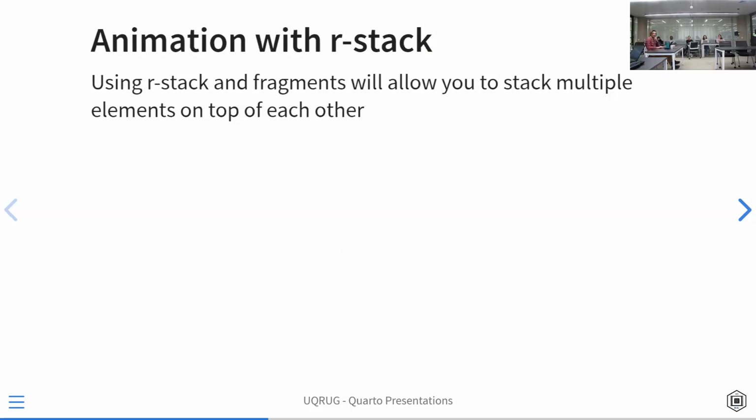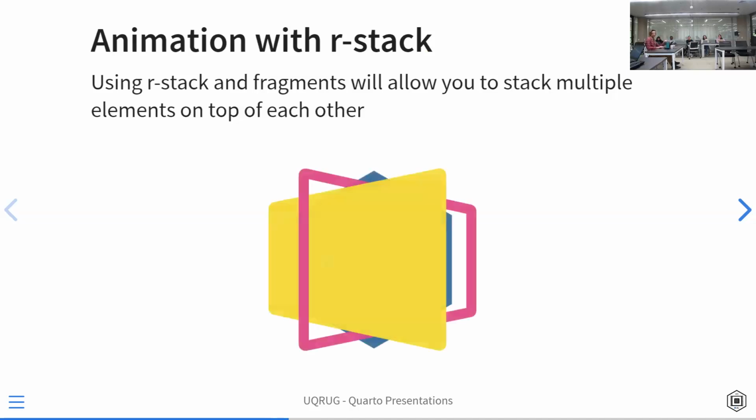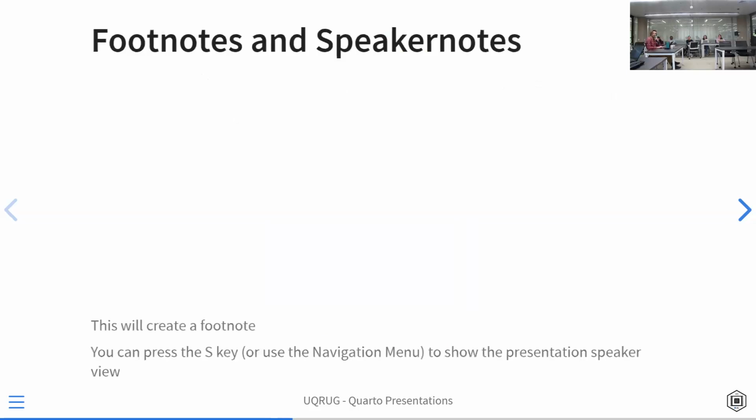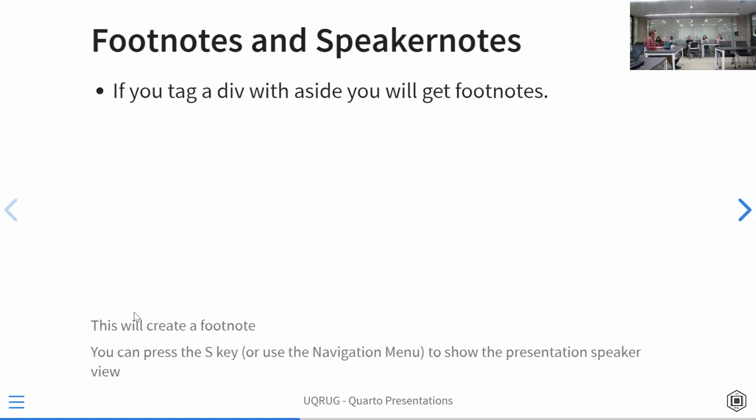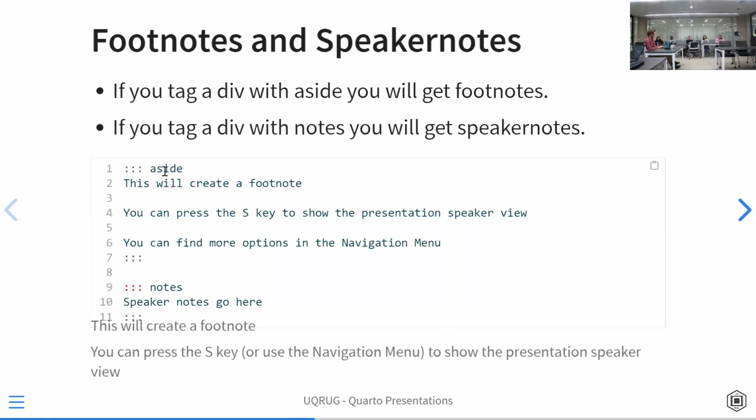You could use things like RStack to make things appear. So this is a fragment that has another thing appearing on top of itself. It's fairly straightforward to do things like that. You can add in footnotes and speaker notes. So this is, I should show you. If you tag a div with aside, it will create footnotes. If you tag it with notes, it will give you speaker notes. So if you type in aside, it will create a footnote. And if you type in notes, it will create speaker notes.